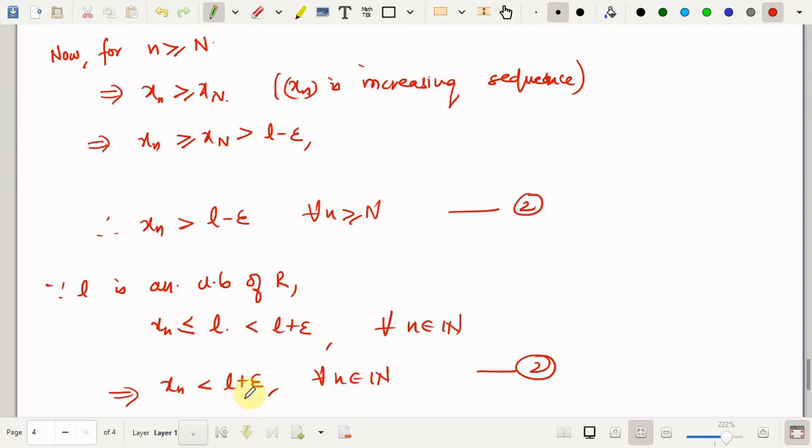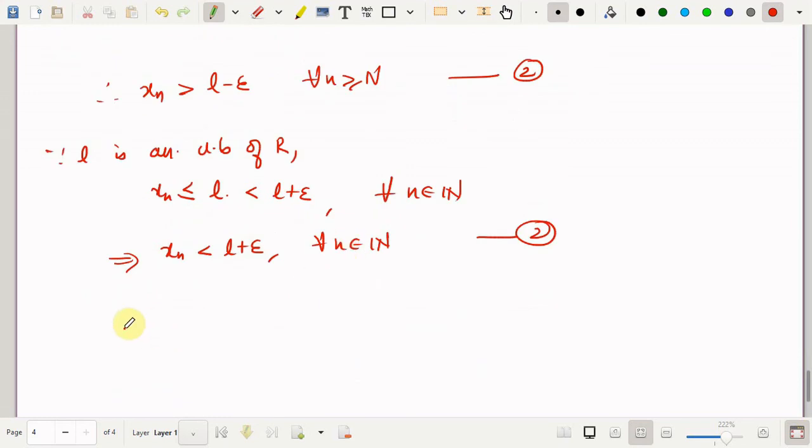x_N is also less than L plus epsilon, x_{N+1} is also less than L plus epsilon. So in fact even this is true for all n greater than or equal to N. So therefore for all n greater than or equal to N, we have both of these holding. So x_n is strictly less than L plus epsilon, and x_n is strictly greater than L minus epsilon. By the way, this should be 3. This is from 2 and 3.